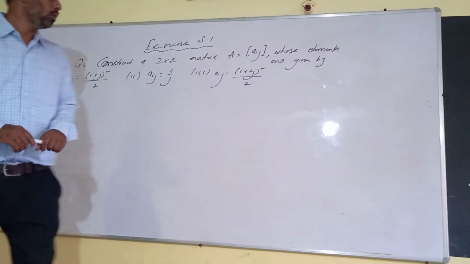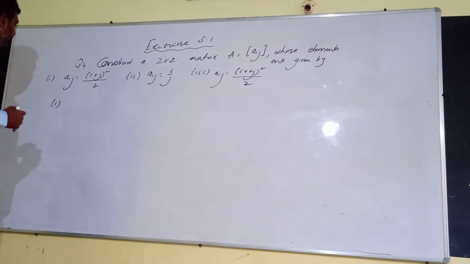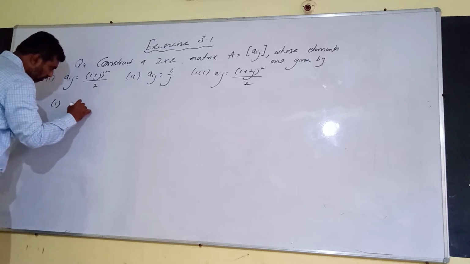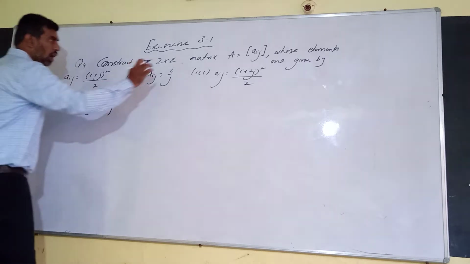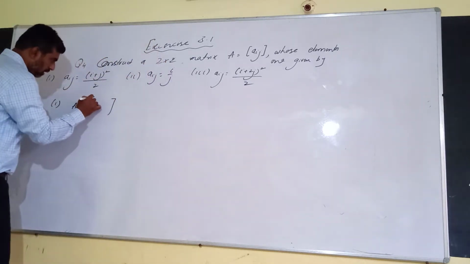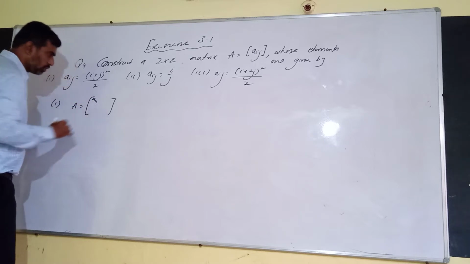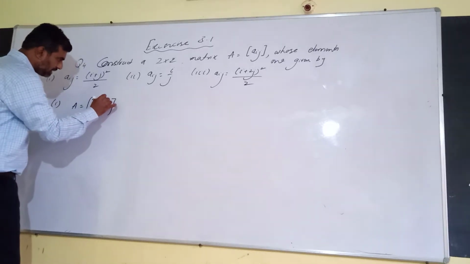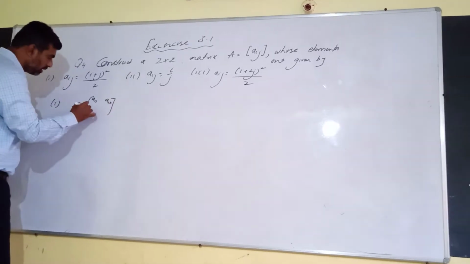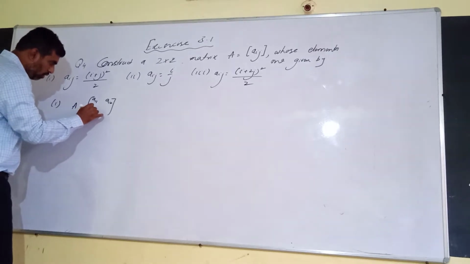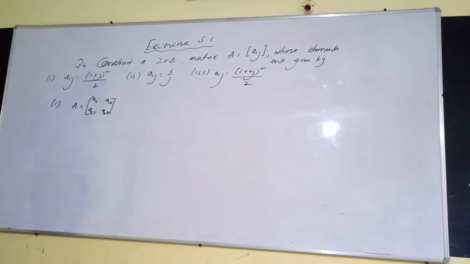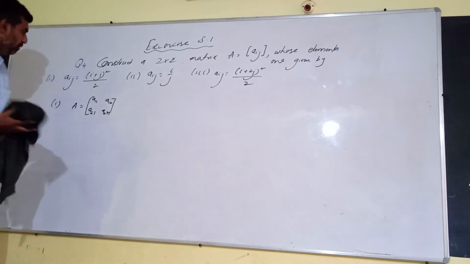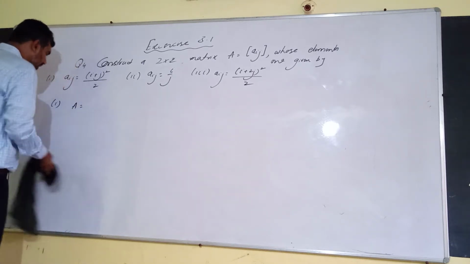Fine. Now, without wasting time, we will first write the matrix of order 2 cross 2. Now, first row, first column. First row, second column. Second row, first column. Second row, second column. Is that simple, students? No. I'll tell you one more time. It is very simple. I'll explain one more time.